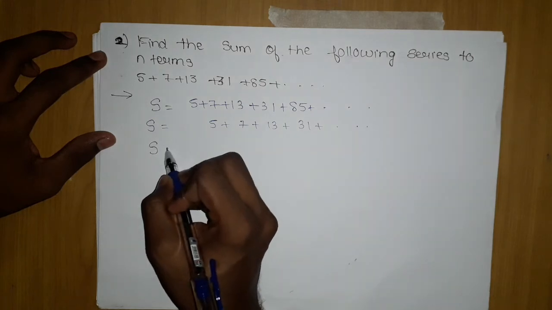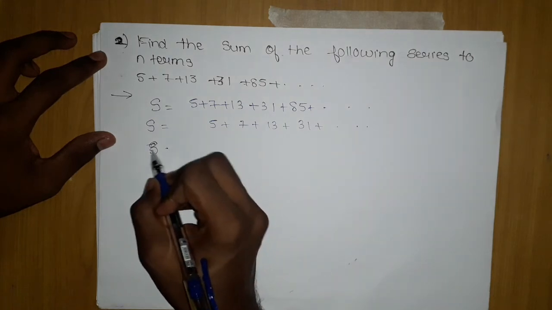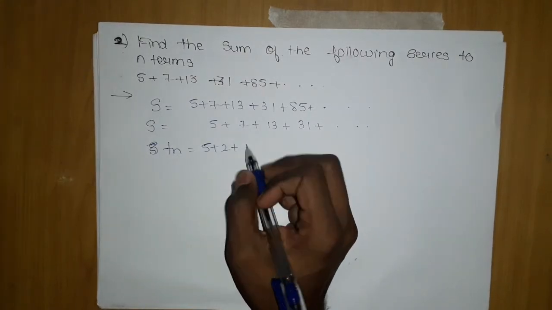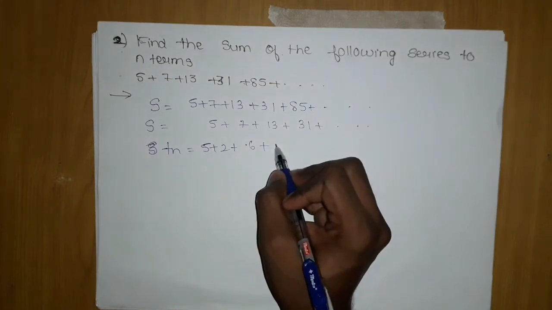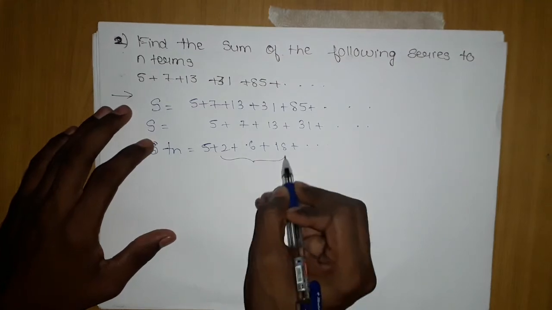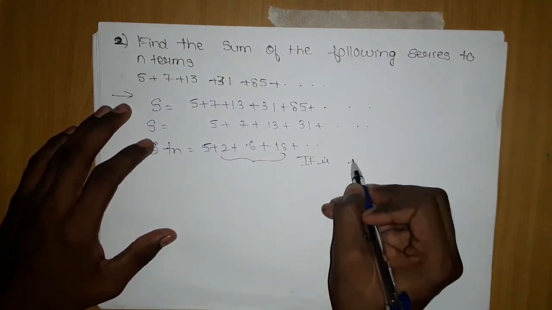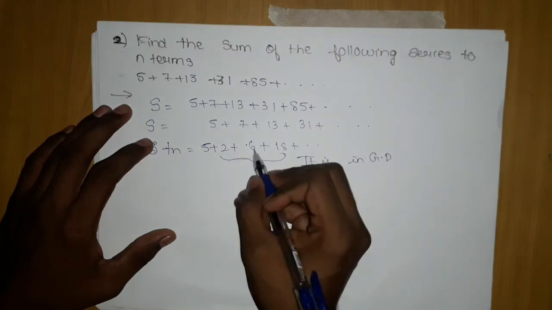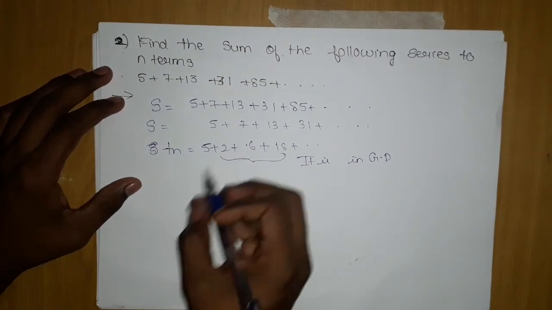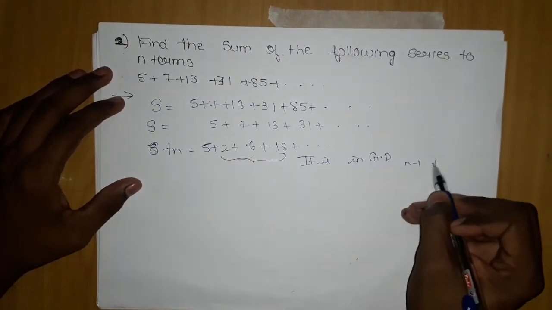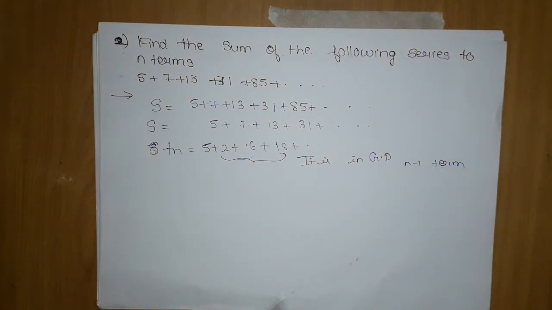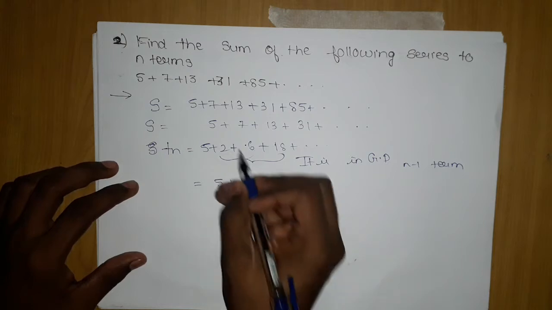Now let's subtract and see what we are getting. We will get some Tn, which will be 5 plus 2 plus 6 plus 18 and so on. Now if you observe clearly, it is in GP, so you need to be alert. 2, 6, 18, each time times 3, so it is a GP. Now 5 is remaining and the n minus 1 terms are in GP. Very clear. Now we want to find the sum of these.